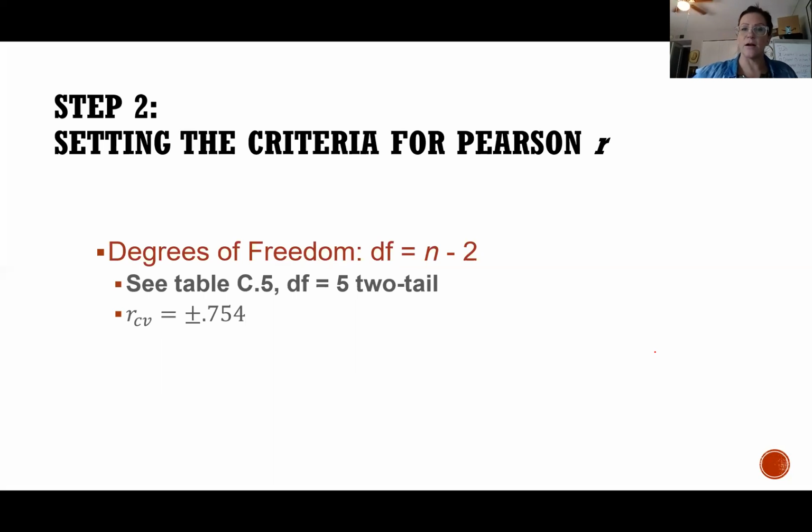And remember, our sample size was 7, so we're going to subtract 2 from it, because believe it or not, those are 2 independent means, because they're 2 different variables. So we are going to do n minus 2. So our degrees of freedom is 5, and then we look in the 0.05 for 2-tail test, right? And we get 0.754. So our critical value should be positive and negative 0.754 for the Pearson R analysis related to GPA and study hours.